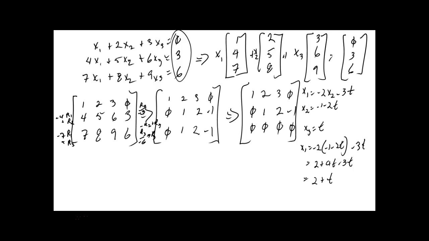Let's see if we do. 1 plus 2 minus 3 is 0. Sure enough, that works. This will be a 4 plus 5 is 9. Minus 6 is 3. Sure. 7 plus 8 minus 9, 6. Yes, that works. And there's an infinite number that do work as well.